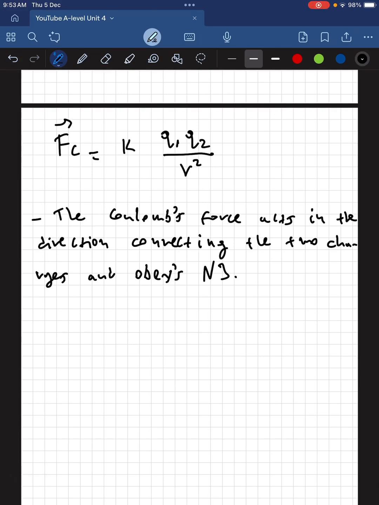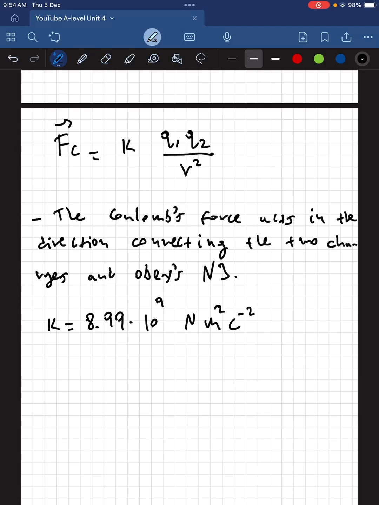Now let's talk about the constant K. K is given by 8.99 times 10 to the 9 newton meters squared coulombs to the minus 2. This is a huge constant in comparison to the gravitational constant, which we will use in a moment just to demonstrate how strong the electromagnetic force is.